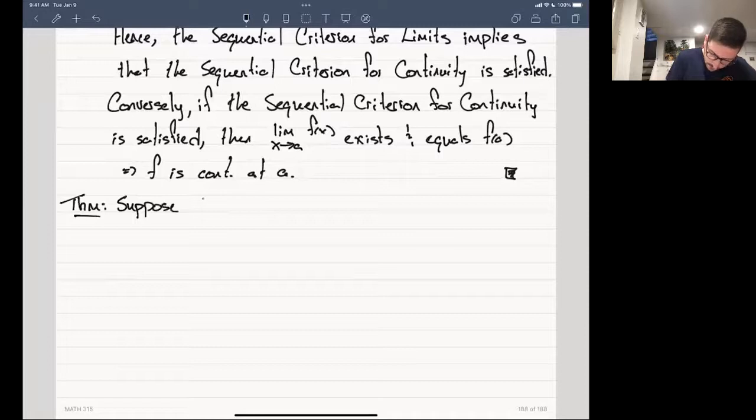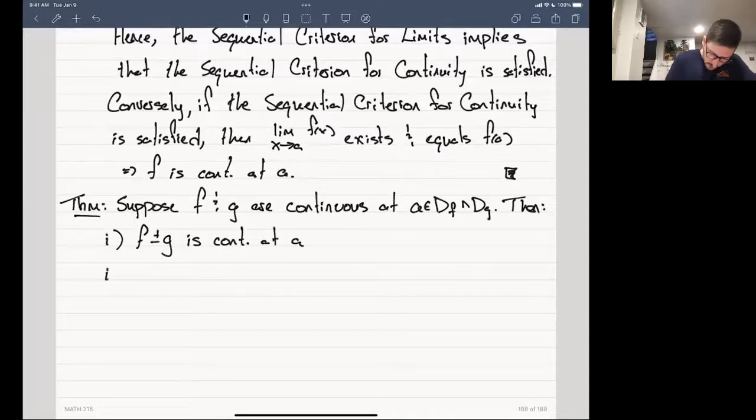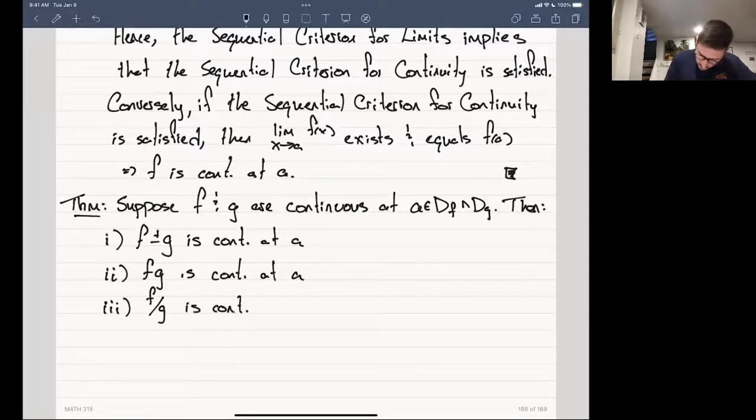So suppose f and g are continuous at some point a that is in both of their domains. So D_f stands for the domain of f, D_g is the domain of g. Then f plus or minus g is continuous at a. Same thing, f times g is continuous at a. Three, you know what's coming. f divided by g is continuous at a. And this is, of course, provided you're not dividing by 0. So provided g(a) does not equal 0.